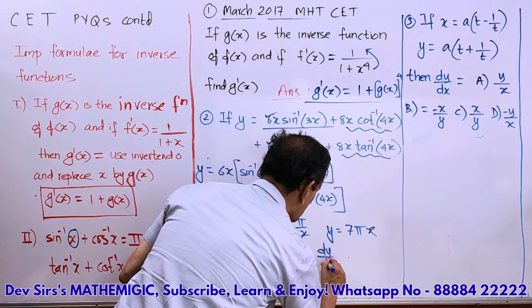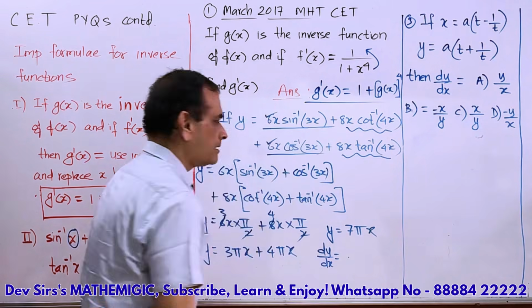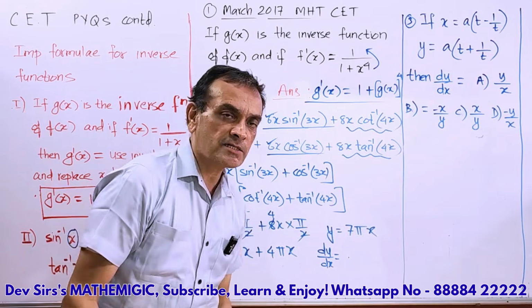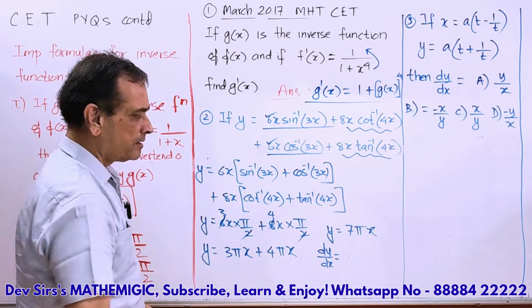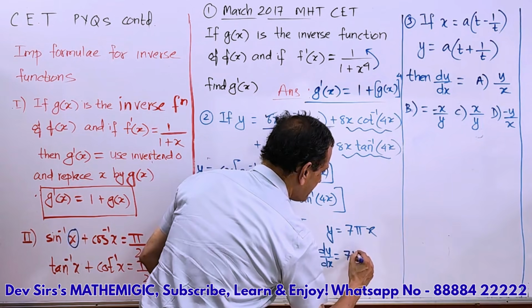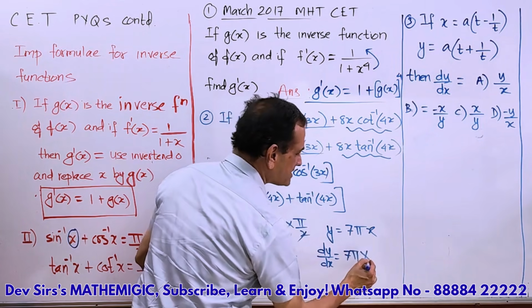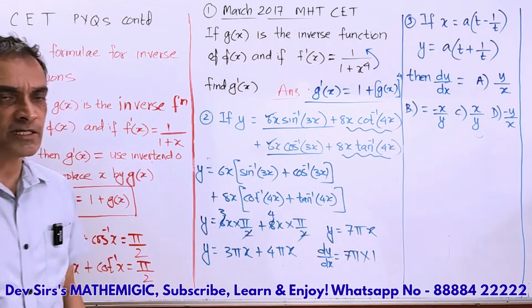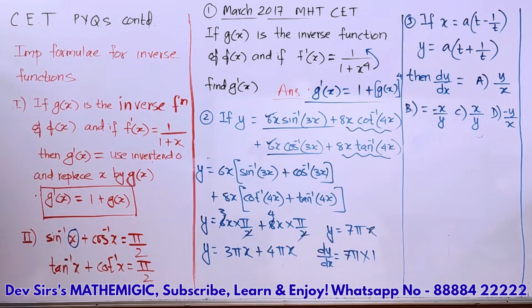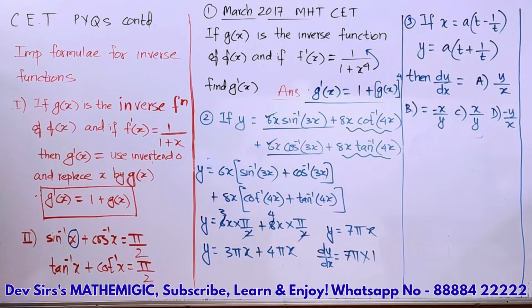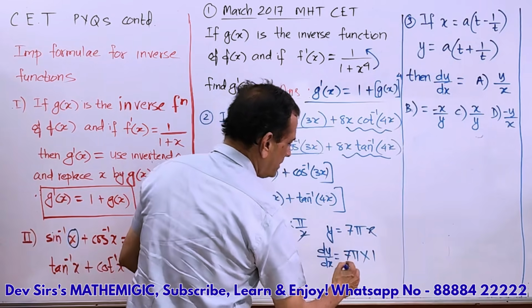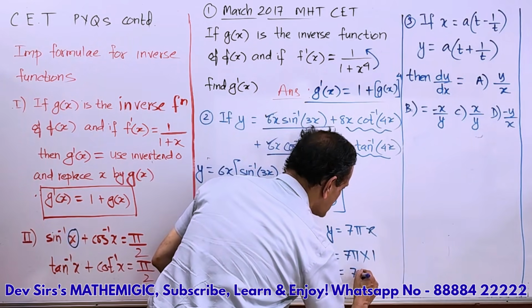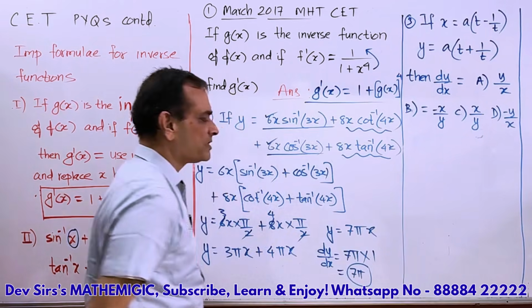dy by dx. Derivative of right hand side. As I explained yesterday, I won't be writing d by dx and all that. Board paper is over now. 7 pi constant outside. D by dx of x. D by dx of x is 1. आसान है ना? Interesting problem. So final answer is dy by dx is 7 pi. That option was given.